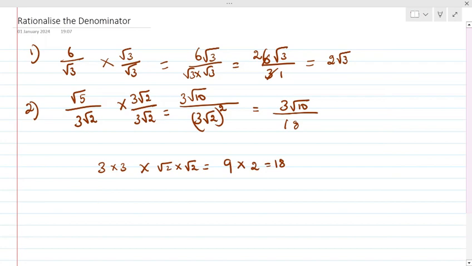Now the whole numbers we can cancel. So 3 and 18 we can cancel. This is 6. So therefore we have root 10 divided by 6. We do not have any square root or cube root in the denominator. We had root 2, which was removed by us after rationalizing.